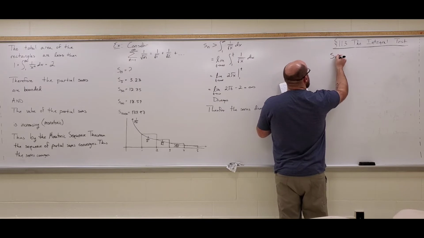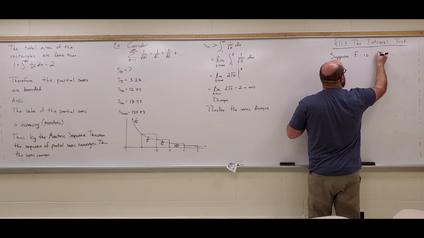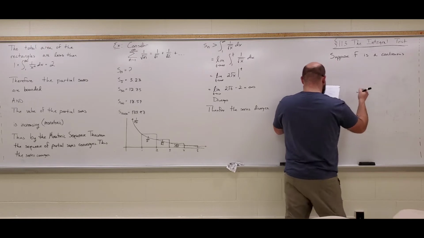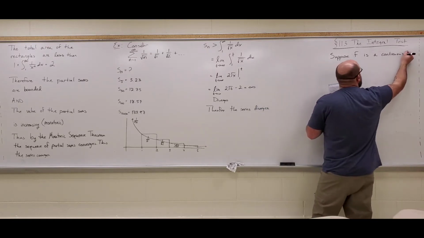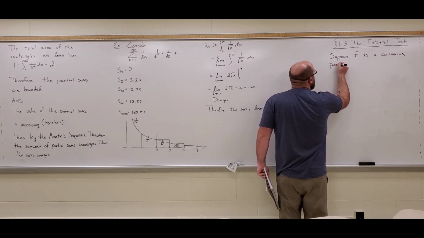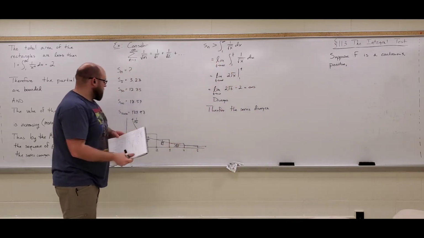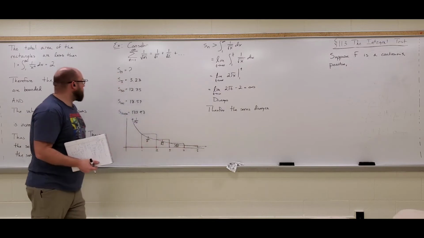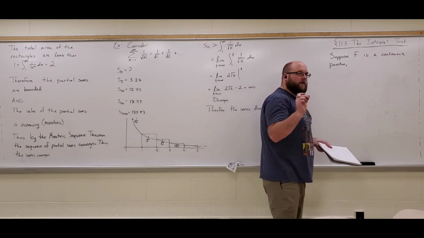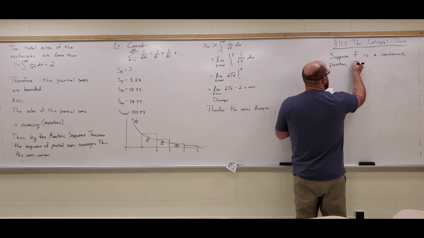Stated, suppose f is a continuous function, and not only is it continuous, we're actually going to add a little bit more criteria to it. We're going to say it's continuous, positive, and notice what else we've had with these particular examples. What do we see overall with each of these functions? We saw that they were also decreasing as well. So we're very, very limited on what we can deal with here. So we have a continuous positive decreasing function.